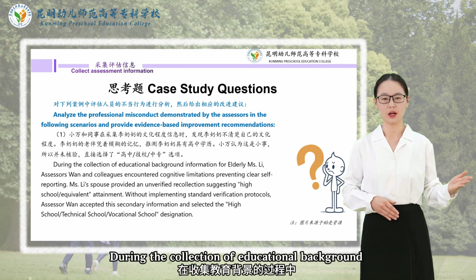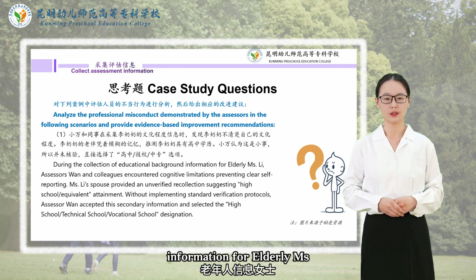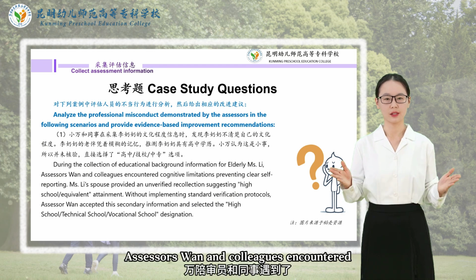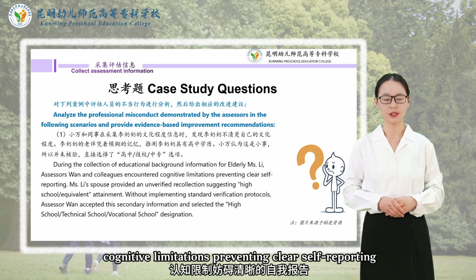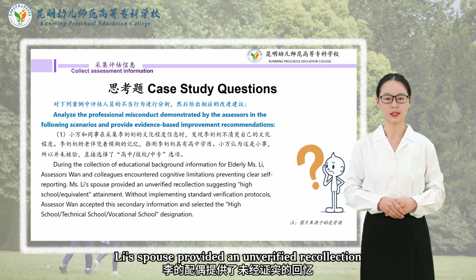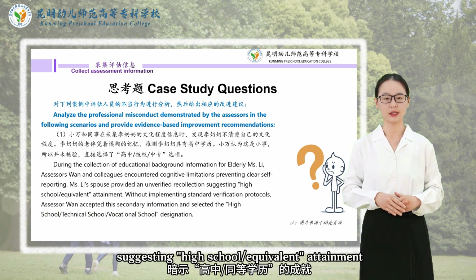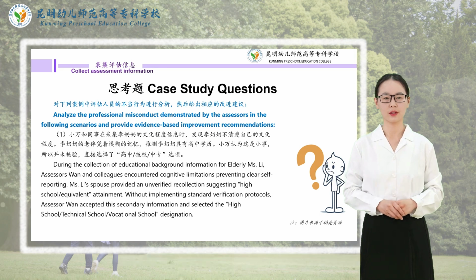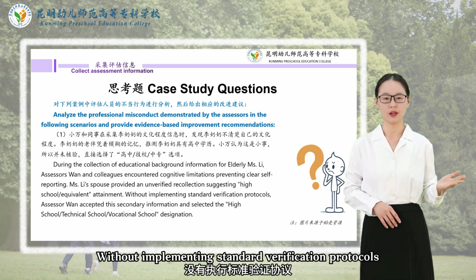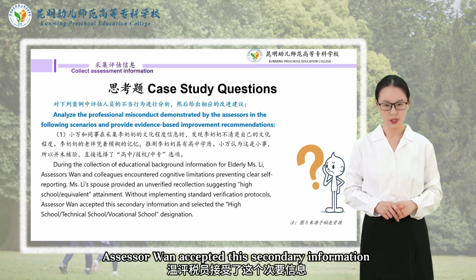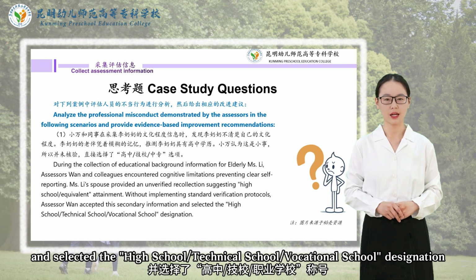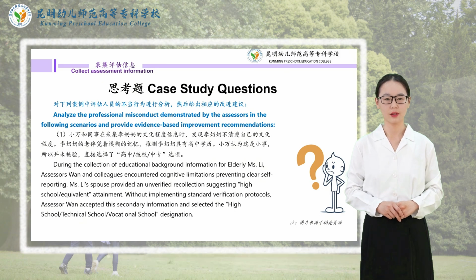During the collection of educational background information for elderly Miss Lee, assessor 1 and colleagues encountered cognitive limitations preventing clear self-reporting. Miss Lee's spouse provided an unverified recollection, suggesting high school or equivalent attainment. Without implementing standard verification protocols, Assessor 1 accepted this secondary information and selected the high school or technical school or vocational school designation. Case 2.